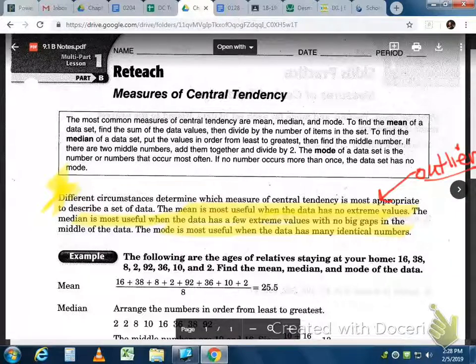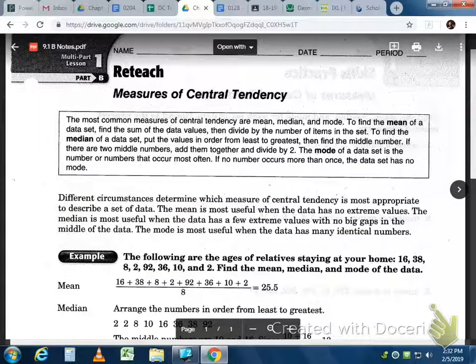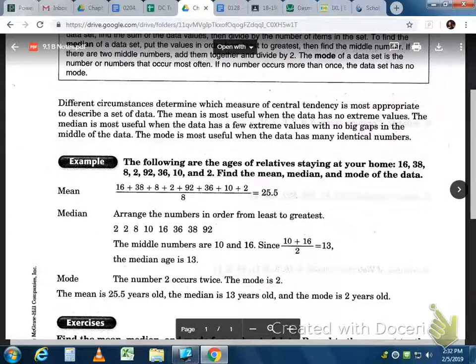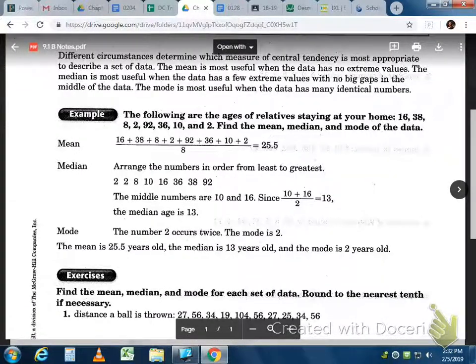So let's look at an example that they have already done for us. It says the following are ages of relatives staying at your home: 16, 38, 8, 2, 92, 36, 10, and 2. So all those people are staying at your house. How many people are staying at your house? Did you count them? How many are there? 8. There are 8 of them.